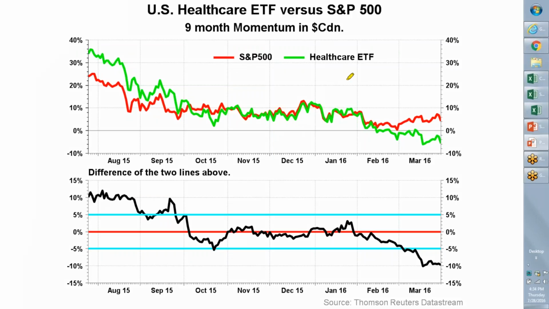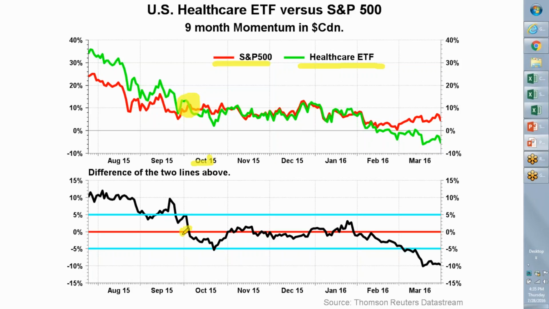This is the healthcare ETF in green versus the US stock market in red. And back in 2015, actually 2014-15, the healthcare industry was doing great, and the healthcare ETF had been outperforming for a couple of years. Then in October of 2015, the 9-month performance started falling below the US market performance.